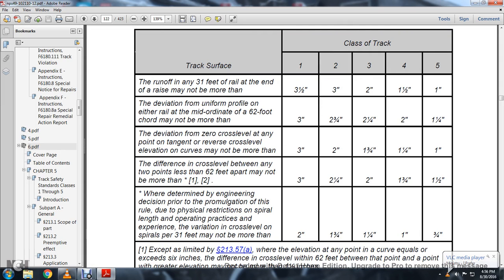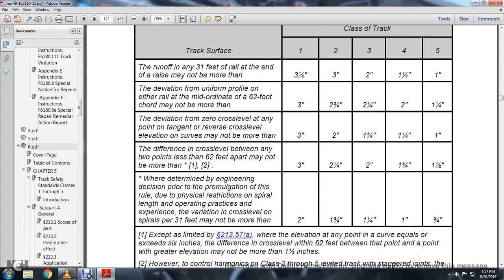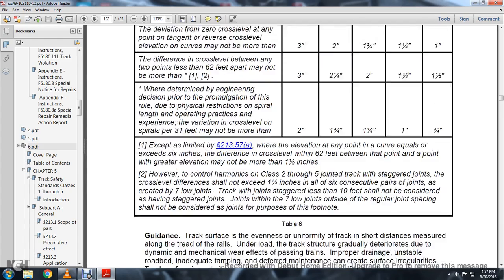The deviation from uniform profile, on either rail, in a 62-foot chord may not be more than the limit. The deviation from zero cross level at any point on tangent, or the reverse elevation on curves, may not be more than the limit. The difference in cross level between any two points less than 62 feet apart may not be more than the limit. Where determined by engineering decision prior to the promulgation of the rule, due to physical restrictions on spiral length and operating practices and experience, the variation in cross level on spirals within 31 feet may not be more than the limit.